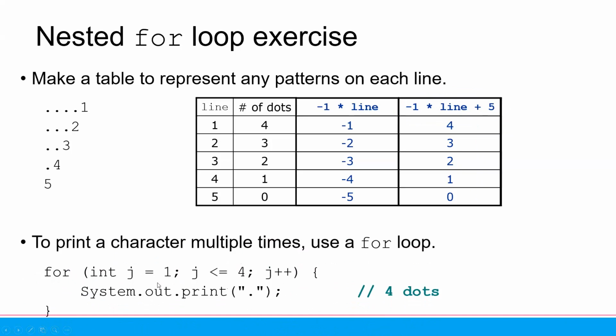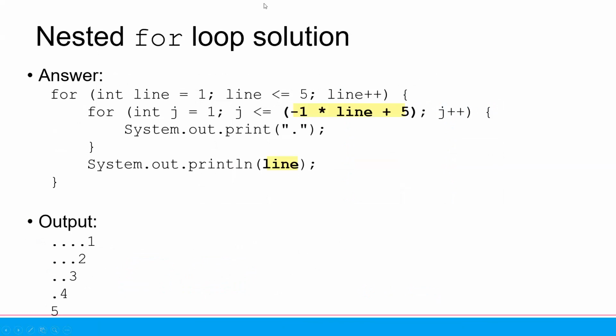If we have 4 dots, then we will print from j equals to 1 until j is more than 4. If j equals to 1 and we have the condition j less than equal to 4, then there will be 4 dots. If we include this formula, then we can change only the formula here. So the number of dots will not be from 1 until 4, but we change this 4 with this formula.